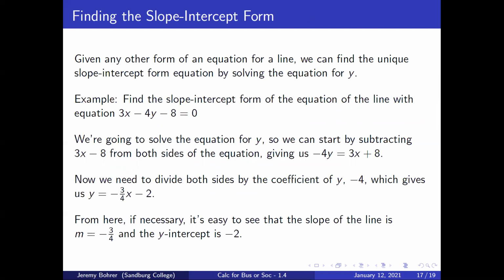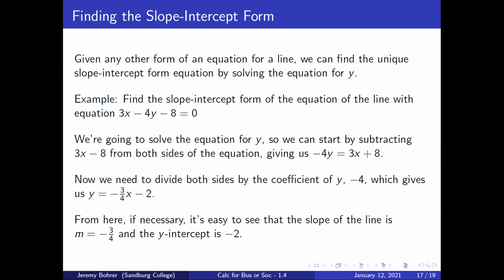Given any other form of an equation for a line, we can find the unique slope-intercept form equation by solving the equation for y. So for example, find the slope-intercept form of the equation of the line with equation 3x - 4y - 8 equals 0. We're going to solve the equation for y. So we can start by subtracting 3x - 8 from both sides of the equation, giving us -4y equals -3x + 8.